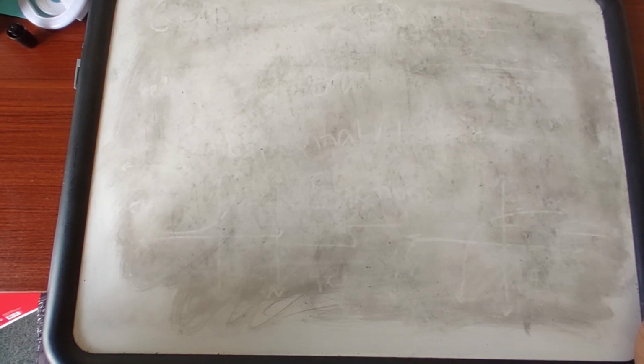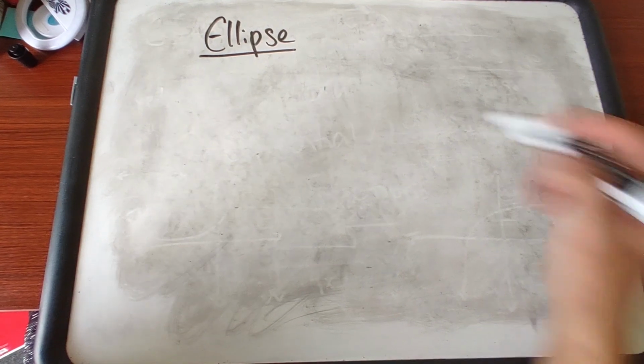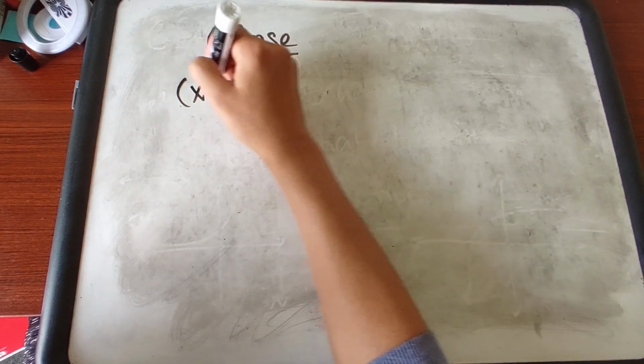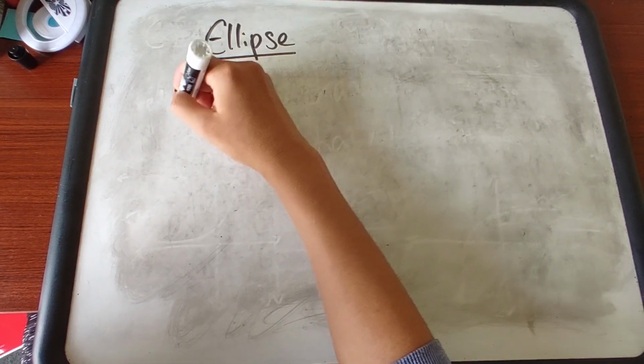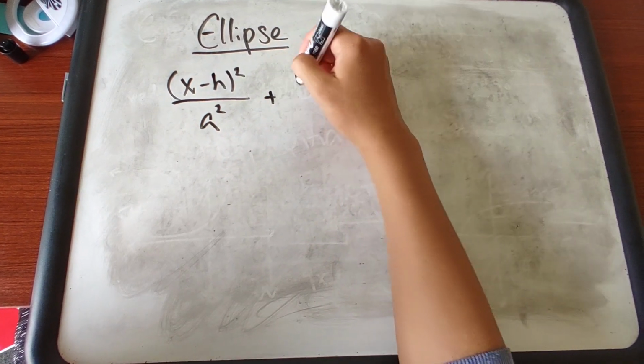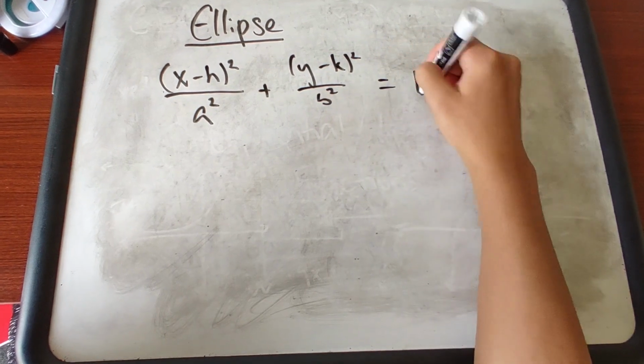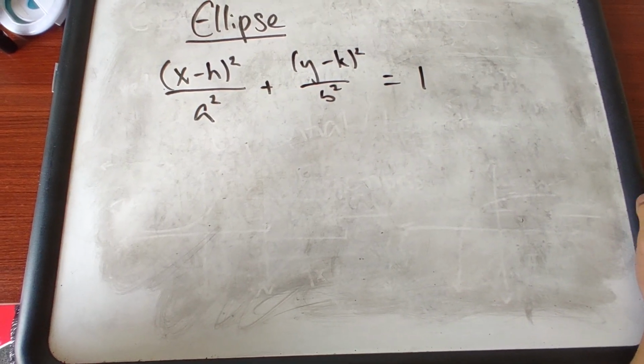Alright, so in this video we're going to be talking about the properties of an ellipse and how to graph them. So for the formula of an ellipse, it is (x minus h) squared over a squared plus (y minus k) squared over b squared, and that equals 1.